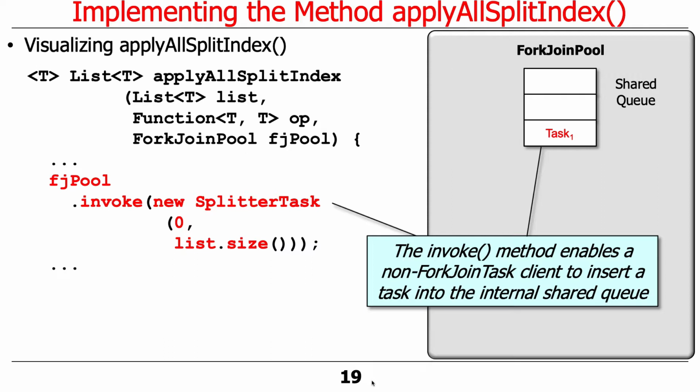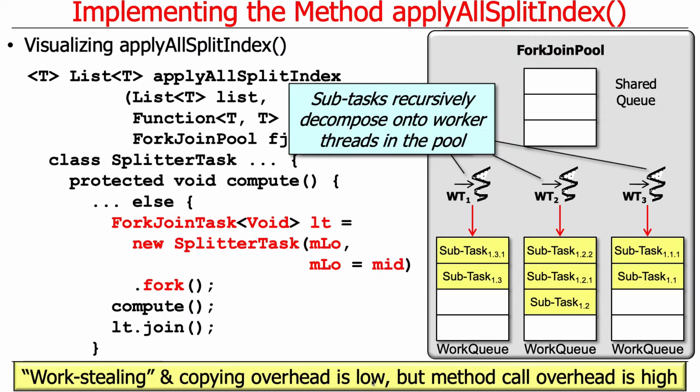So once again, here's the initial foray into this. We say fjpool.invoke, create a new splitter task, put the task in the queue, the shared queue. This, of course, is a non-fork join client, uses invoke to insert the starting point task, which, as you can see, straddles the entire range of the list from 0 to size. And then everything else looks pretty much the same as applyAllSplit. The difference being that this approach doesn't have to do all those sublist copies.